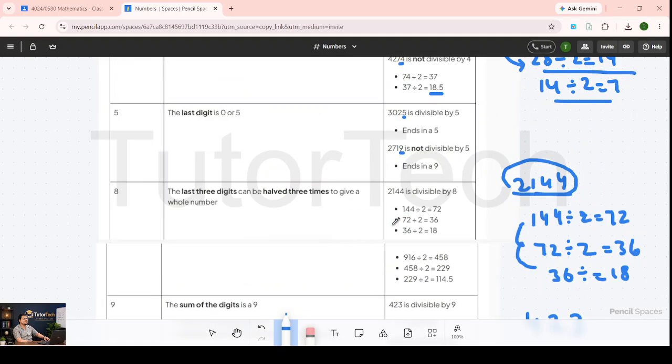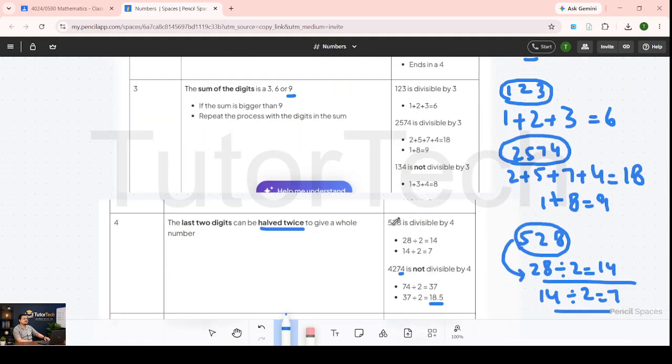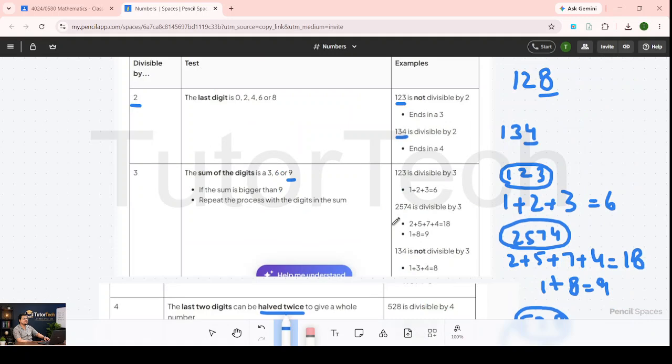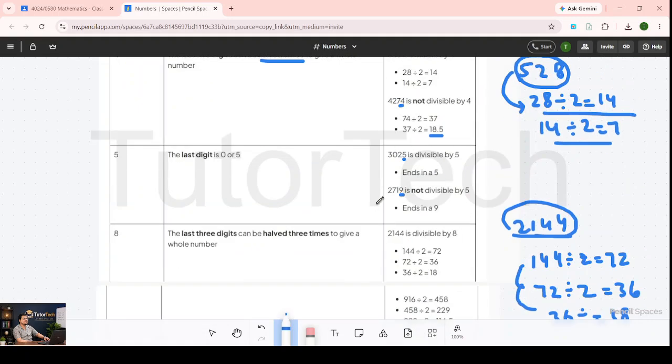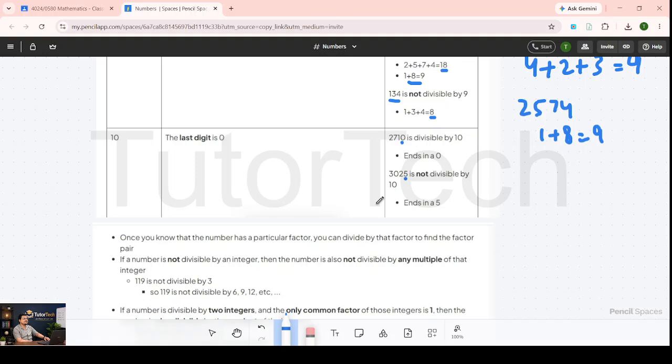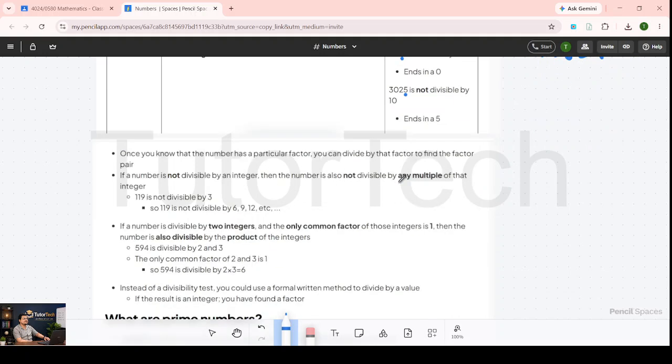So these are some simple rules or tricks that you can use to find out which numbers are divisible by 2, 3, 4, 5, 6, 8, 9, 10, and so on. Okay, let's move forward. The next topic is, once you know that the number has a particular factor, you can divide by that factor to find the factor pair.